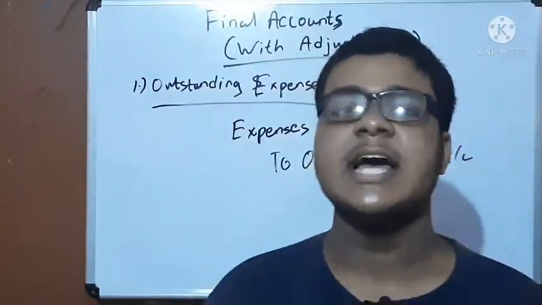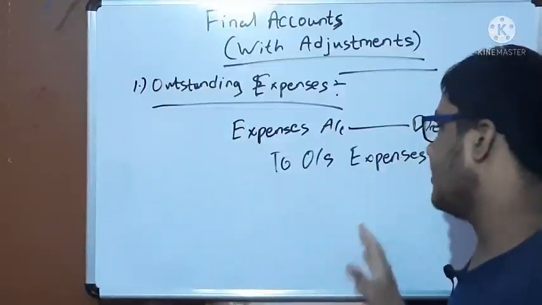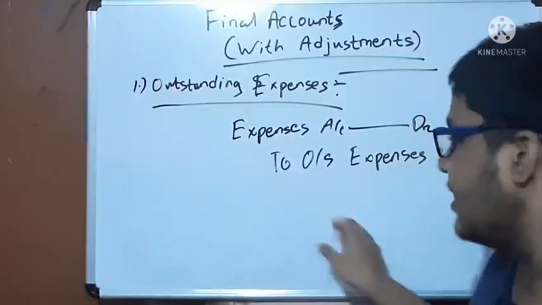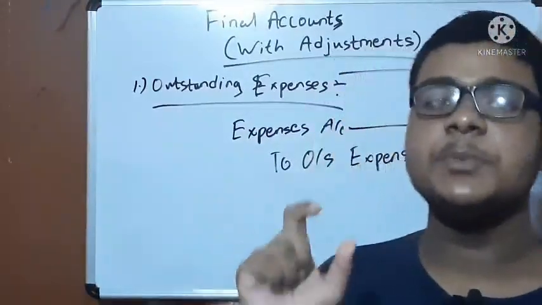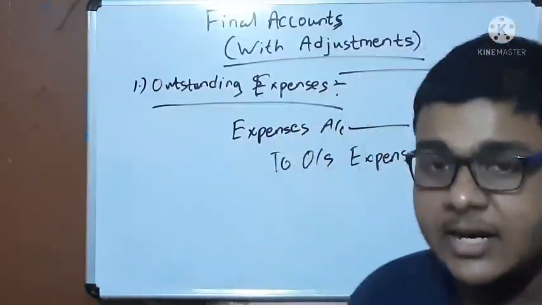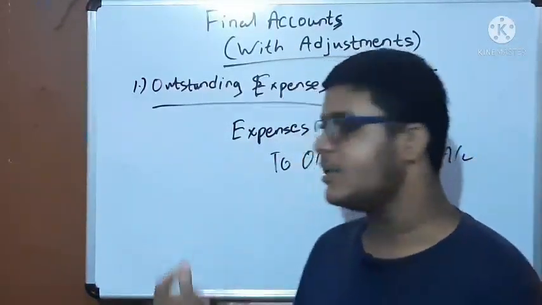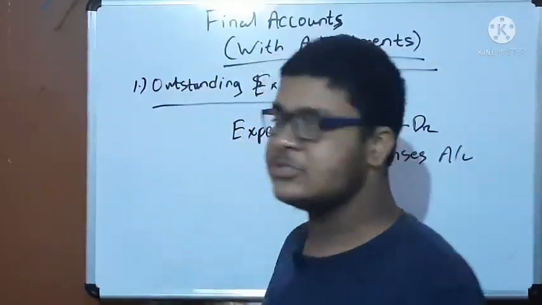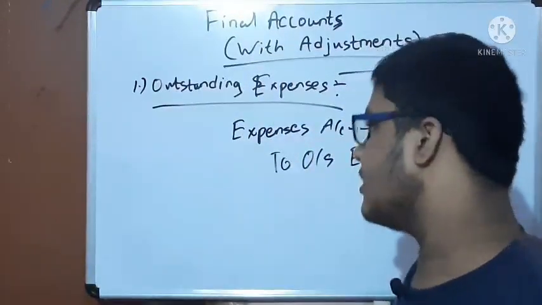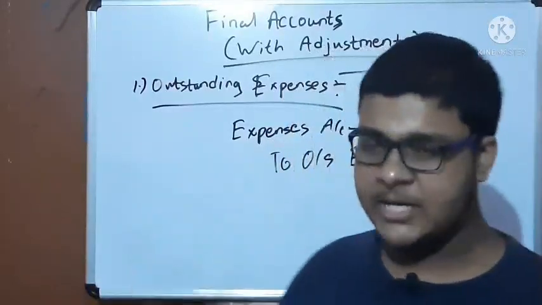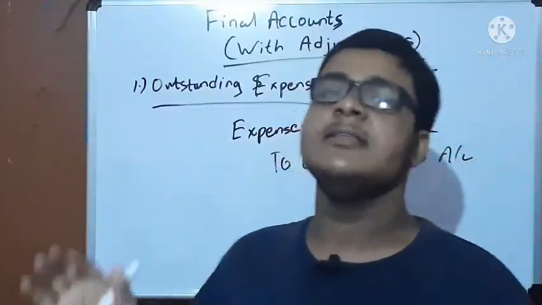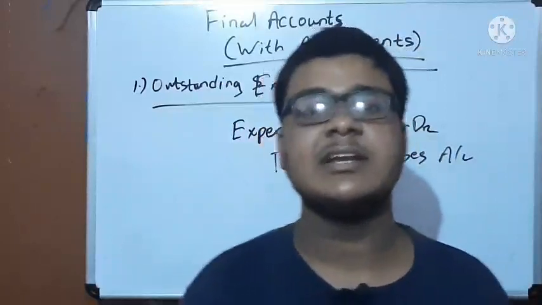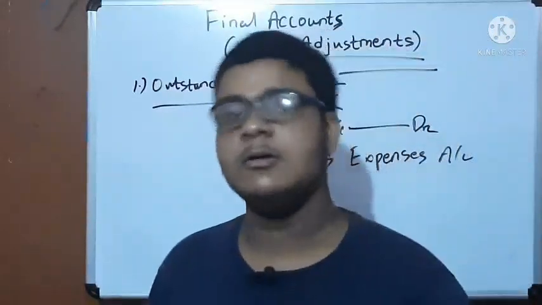It is recorded on the liability side as a current liability, and it is a liability for the current accounting period only, not for the other accounting period. Though this liability is only for the current accounting period, in the next accounting period when the payment relating to this expense is done, then this outstanding expense is transferred into original expenses.